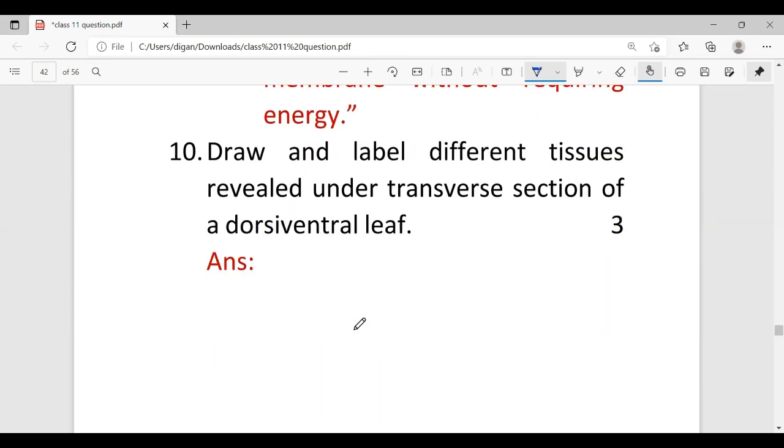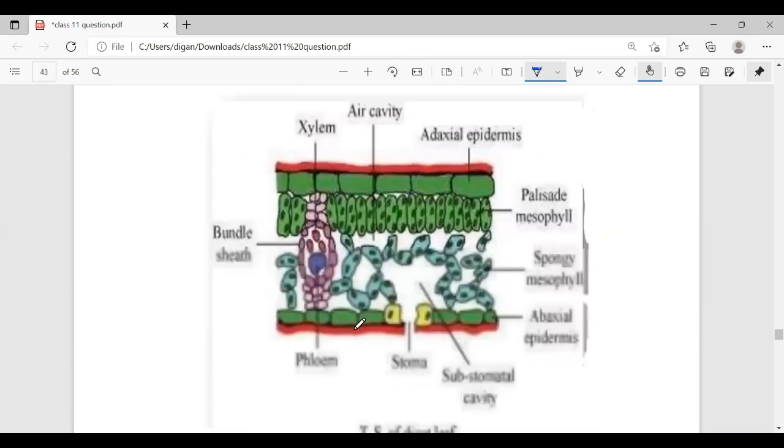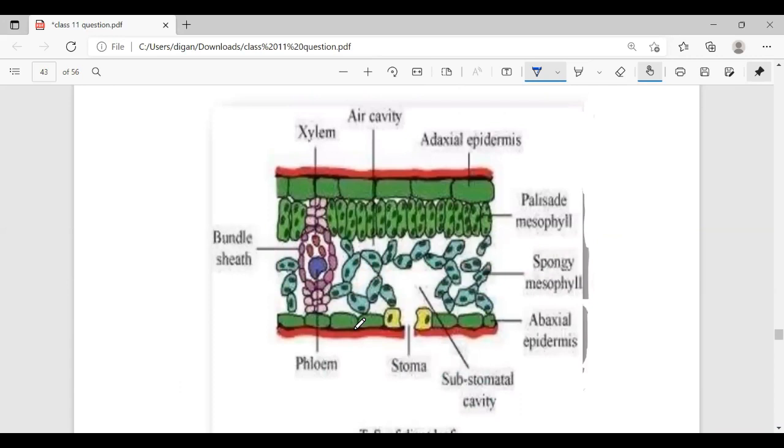Next, question number 10: draw and label the different tissues revealed under the TS section of a dorsiventral leaf. So this is the diagram of the structure of a TS of a dorsiventral leaf. Here, these are the xylem. These are the air cavities, means holes. Here you have to show the air cavity. Adaxial epidermis means upper epidermis. This is the lower epidermis, which is known as abaxial. Lower means abaxial, upper means adaxial. AD, here is AB.